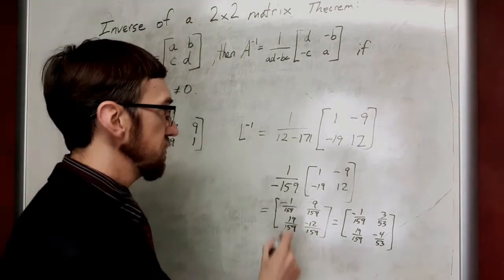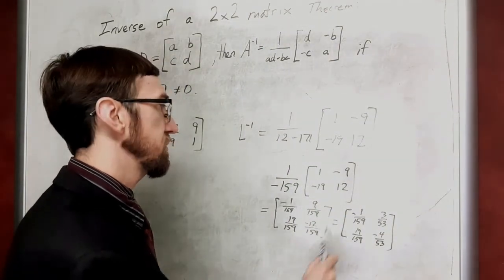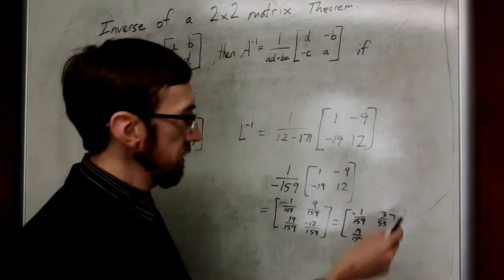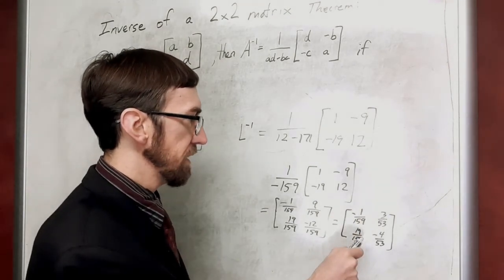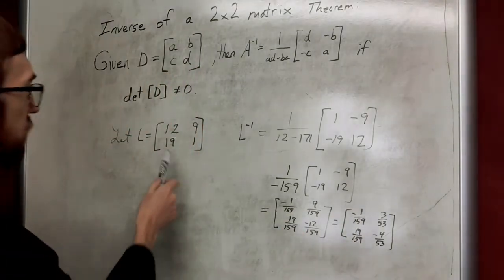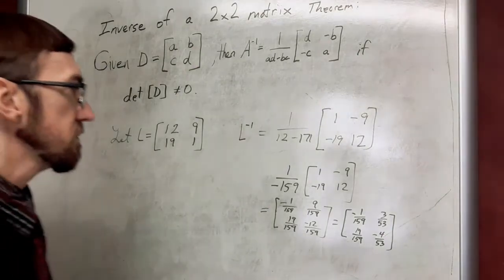Some of these fractions do turn out to be reducible, so you can reduce this matrix to this matrix. And this will be our final result. This will be the inverse matrix of the matrix that we started with over here.